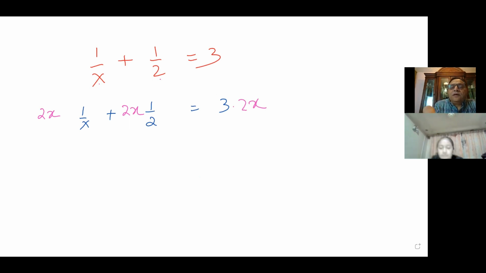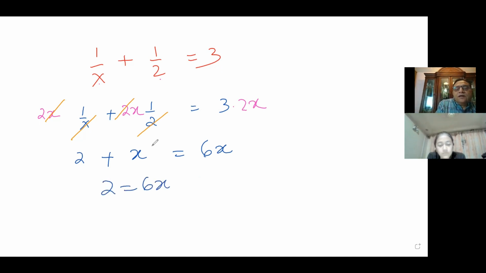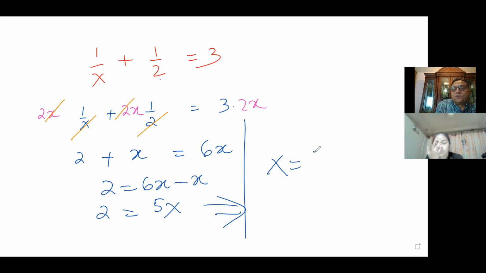Yes. Now from here, what you notice is that this x cancels. Here the 2 cancels. And so we have a simplified version. We could now write 2 plus x equals 6x. Is this clear to you? Yes. Now we can also bring x to the right hand side. That is easy. So 2 equals 6x, taking it on this side means subtracting x from both sides. Do you see that? Yes. So 2 equals 5x, and therefore, what do we get x as equal to? x equals 2 divided by 5. Correct? Yes.